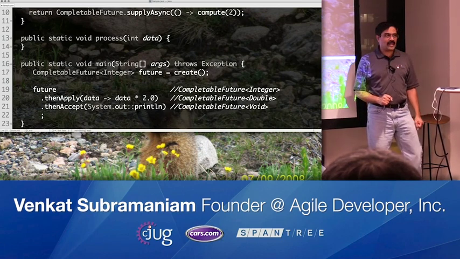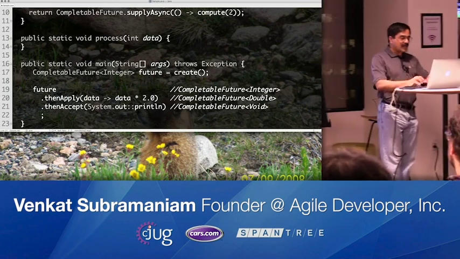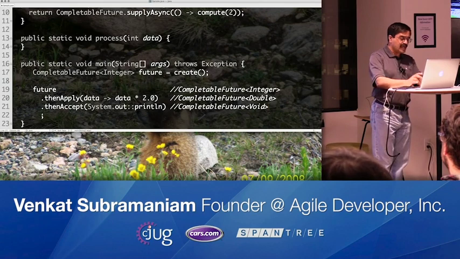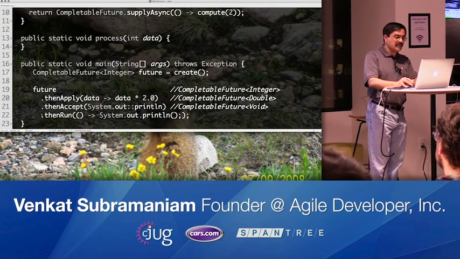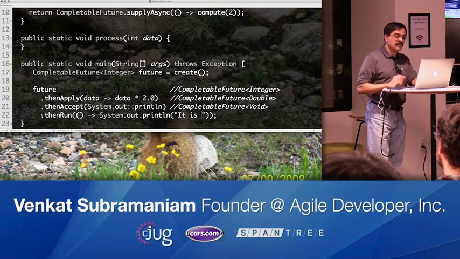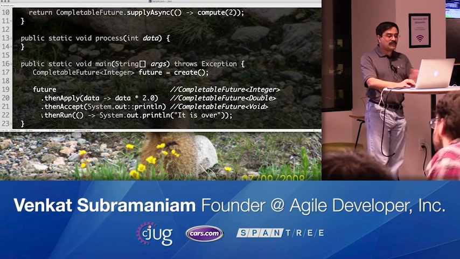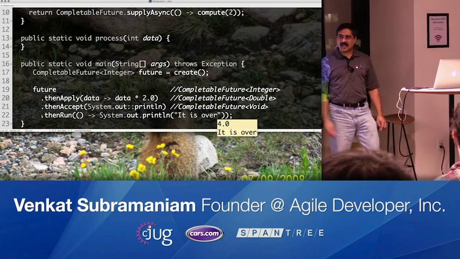Well, this gives you an idea. The completable future didn't terminate over there. Now what can I do? I can now say dot then run, and in here I could take nothing, it's a runnable, and I can print out something like this. I could say it is over. So in this case, I'm going to run this code. It printed 4.0 and it said it is over.